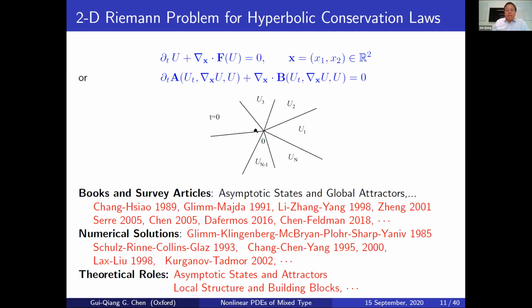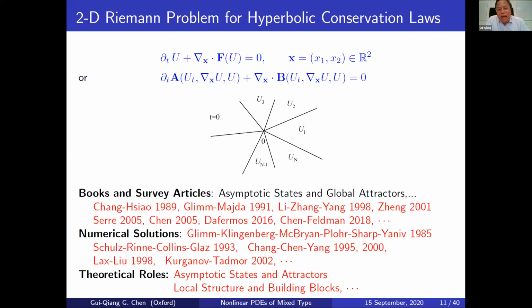Therefore, for those kinds of initial data, we can easily find initial data such that, in numerical experiments, we can see that the solutions contain the configurations I just showed you, like Prandtl-Meyer configurations. On the other hand, the Riemann solution plays a very important role in the mathematical theory of hyperbolic conservation laws. This Riemann solution determines the asymptotic state and global attractor. It also determines local structure and serves as the building blocks of general entropy solutions.